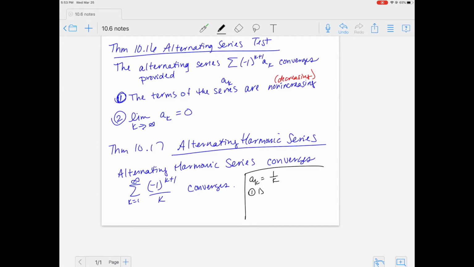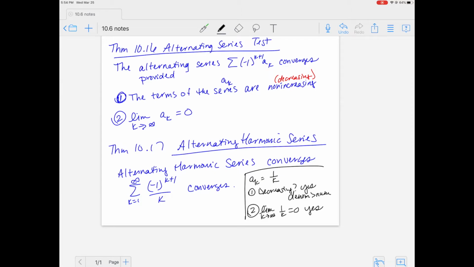Criteria number 1, is this decreasing, or non-increasing, basically? Is 1 over k decreasing? Yes. The denominator grows faster than the numerator. Number 2, is my limit as k approaches infinity of 1 over k equal to 0? Yes to that criteria also. So do you see what just happened here? It is decreasing. My limit equals 0. Therefore, by the alternating series test, this converges.